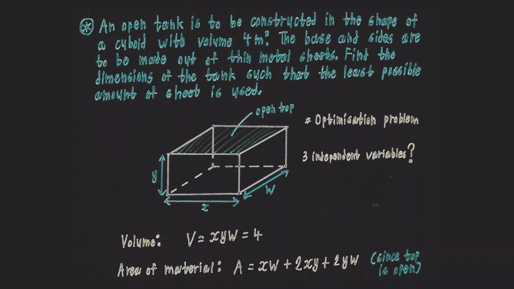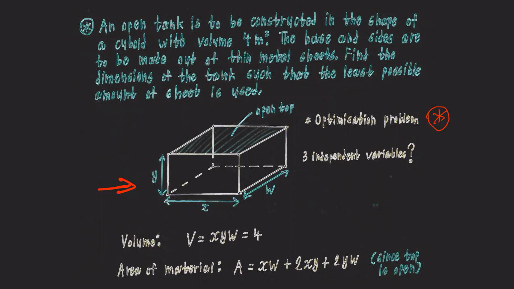So if we interpret the question and put it into a diagram, well, it's pretty much a cuboid, and I'll just label the sides as X, Y, and W, and the top is open. That will be relevant in the coming steps. So we identify this as an optimization problem because it's asking for the case where the least possible amount of sheet is used. So we have to minimize the surface area pretty much.